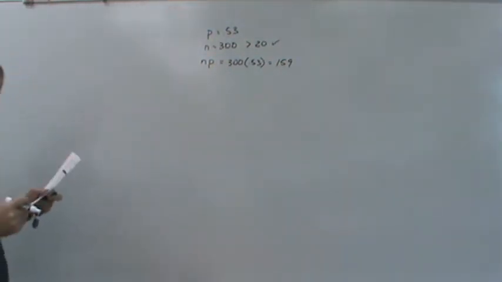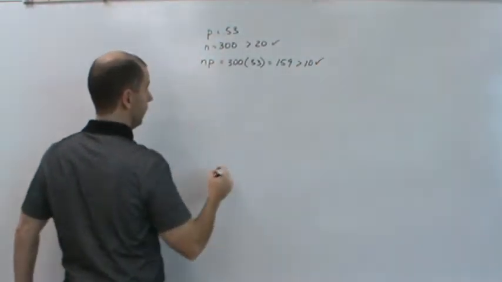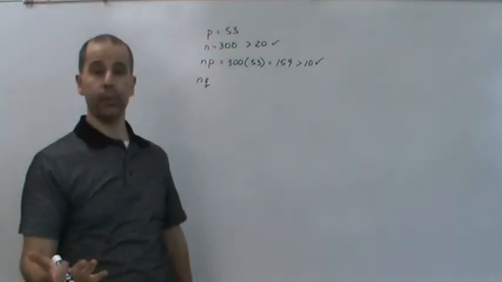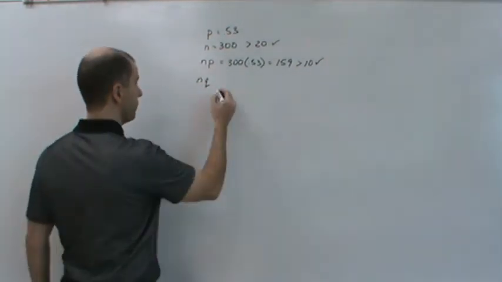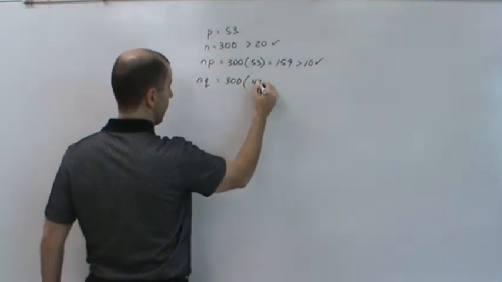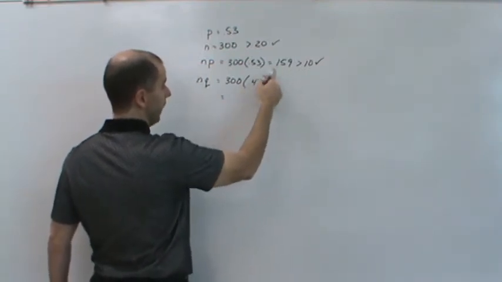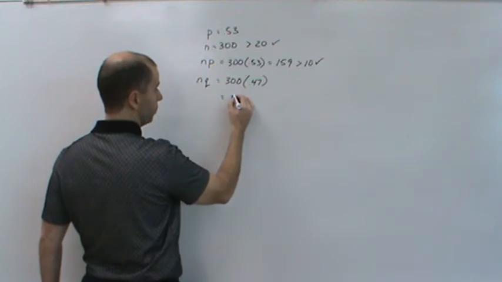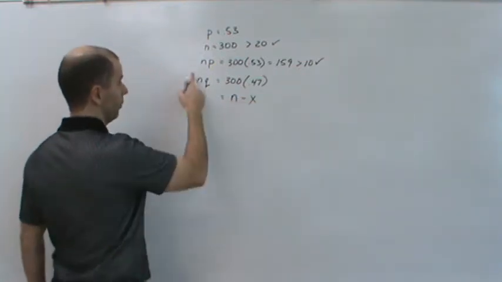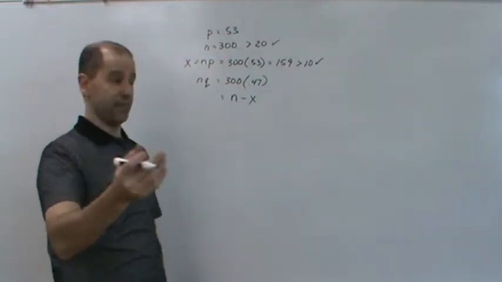Okay, and so that's definitely bigger than 10. And then N times Q, now remember what Q is. Q is 1 minus P. So this is going to be 300 times 0.47, but this is also equal to what? Well, this is 141. This is also equal to N minus X. Remember, this is the same as the expected number of successes.